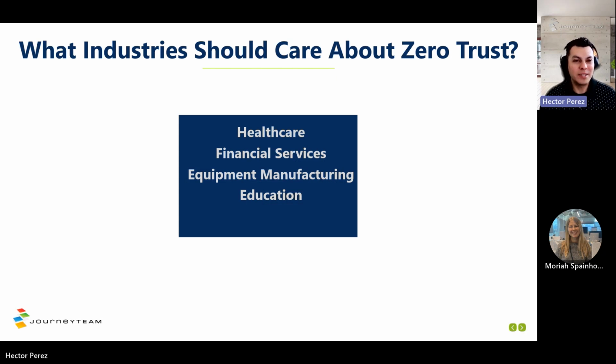So who does this really apply to? What industry should care about this? We talk about healthcare, financial services, manufacturing, education as big verticals. Yes, this is applicable to every single industry that you see on here and ones that you may not, because of the security impacts that this could have for any organization. Every single one of these has sensitive data. Every single one of these should be worried about that data landing in the wrong hands externally, but also securing it so that internally only those that need access to that are given access.